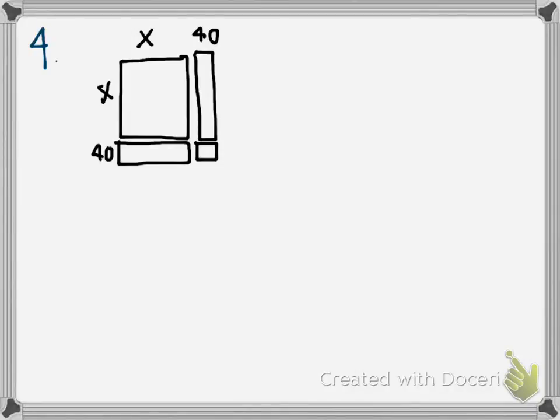Number 4, we have a parking structure that's going to be extended 40 feet on each side. And the picture's drawn here. Sorry, it looks a little messy, but I did the best I could. So x by x, the square here, is the original parking lot. And then we're extending it 40 feet on each side.